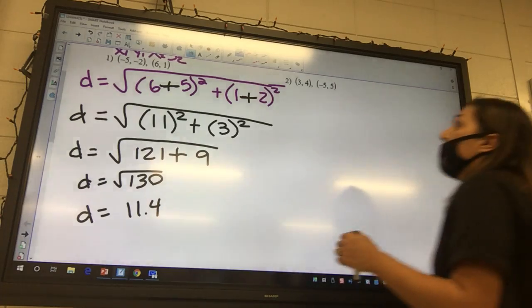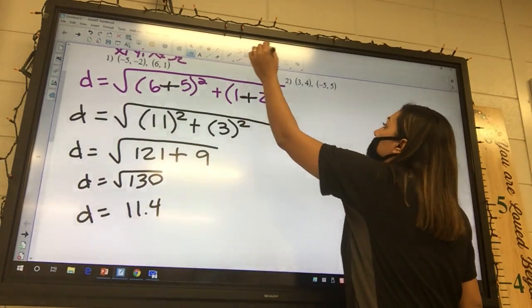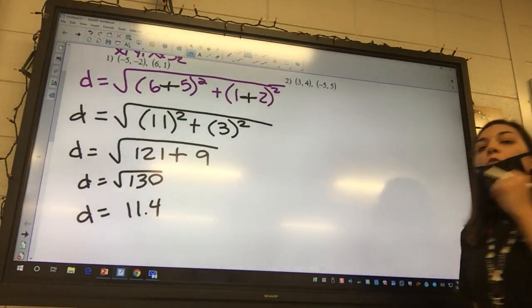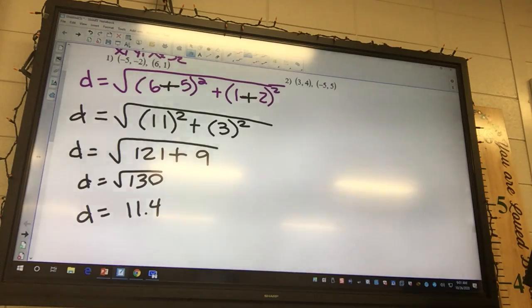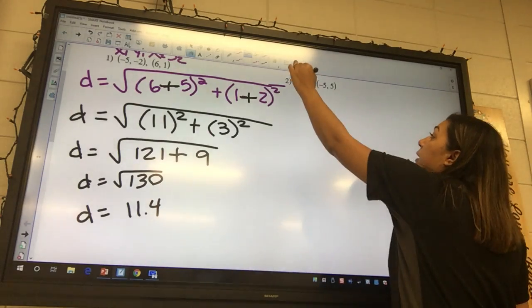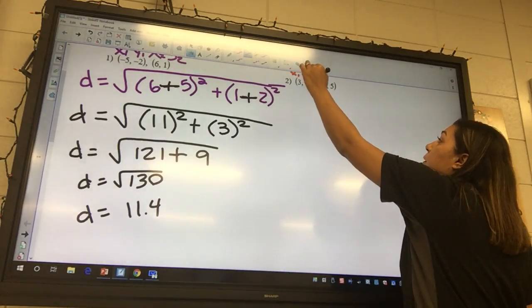You really have to know the process of what you're doing to do it on your phone. Okay, so let's look at number 2. Our very first step is to do what? Label. Label them. Okay, so we got x1, y1.